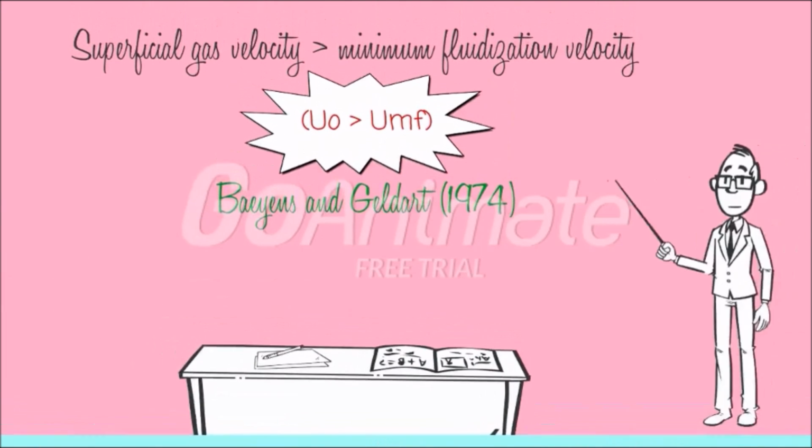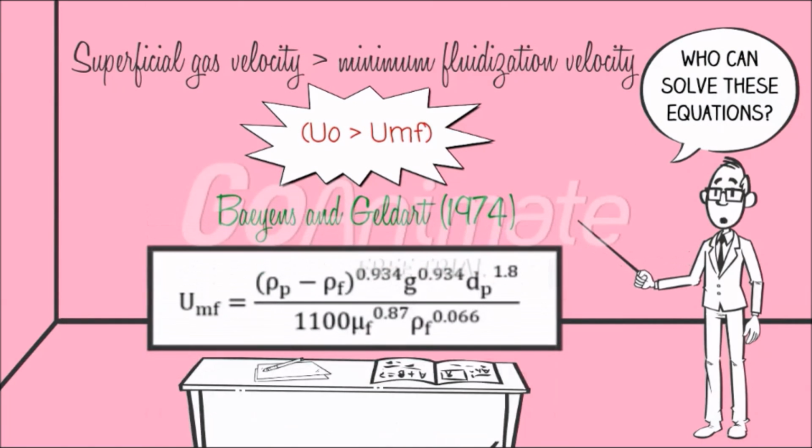In order to fluidize the tea powder, the superficial gas velocity must be greater than the minimum fluidization velocity. The Biens and Gell chart, 1974, is used to calculate the minimum fluidization velocity. Hence, the value obtained is 0.00245 meters per second. Thus, the superficial gas velocity chosen is 0.1 meters per second.